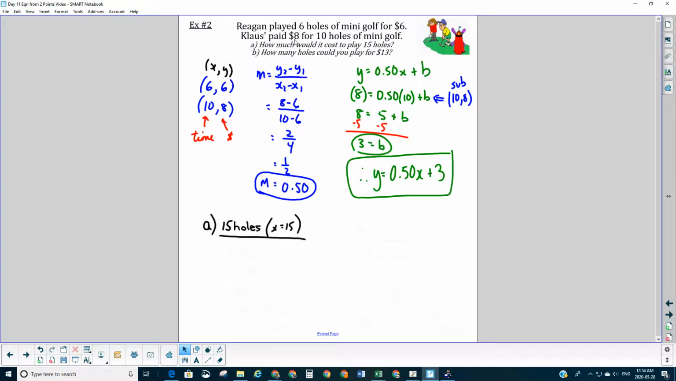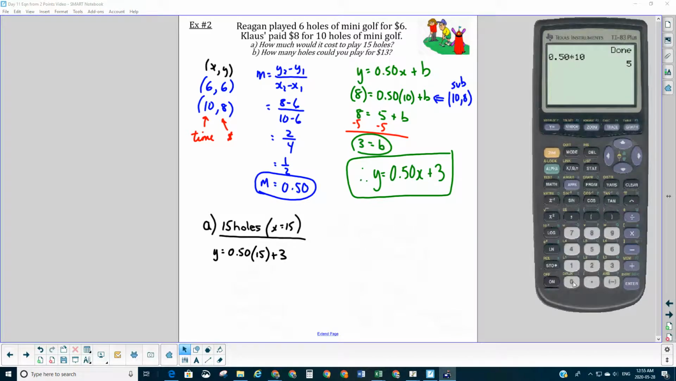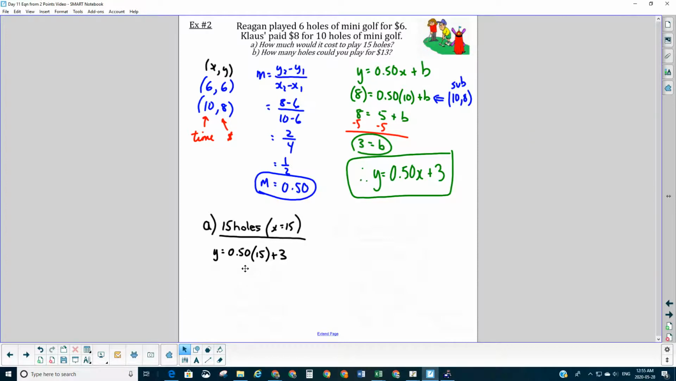And now I can go off and answer the questions. How much would it cost for 15 holes? That means X is 15. So X goes in for 15 there. 15 times 0.5, I'm going to check that. 0.50 times 15, I think that's $7.50. Yes, $7.50. 7.5 plus your $3 to get in. 15 holes would cost you $10.50. So we finish off, after doing this beautiful math, we finish off with a sentence.